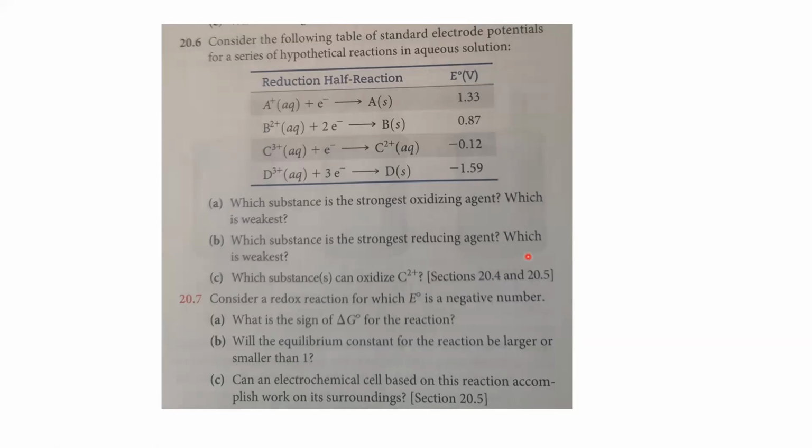But this question comes from the textbook. Given a series of reduction half reactions, we want to determine based on that information which is the strongest and weakest in terms of oxidizing and reducing agents, and then which of these substances would be able to oxidize the C2 plus ion. And with it, we want to remember the more positive number, in terms of reduction half reactions, is going to represent the strongest oxidizing agent. And then just the reverse with the negative.